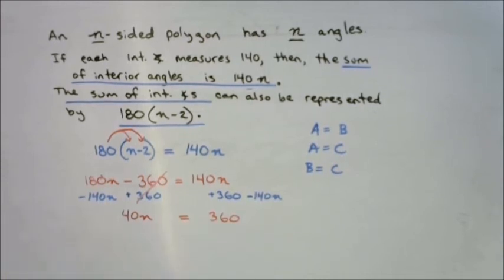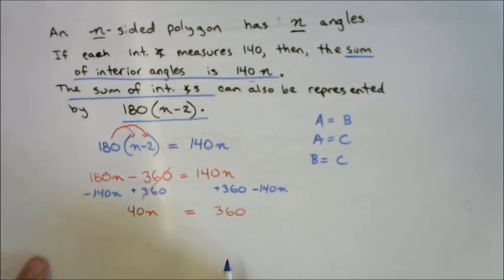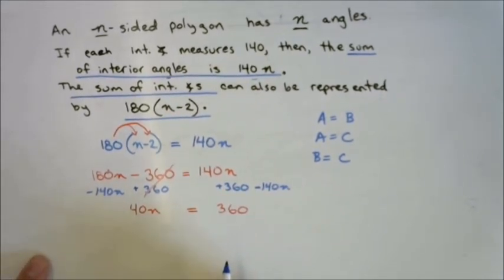Now what do I do? Divide both sides by 40. Which means on the left, I'm left with just n. And on the right, 360 over 40 is 9. So n equals 9.